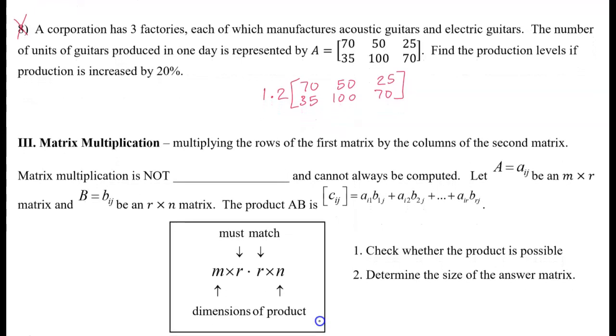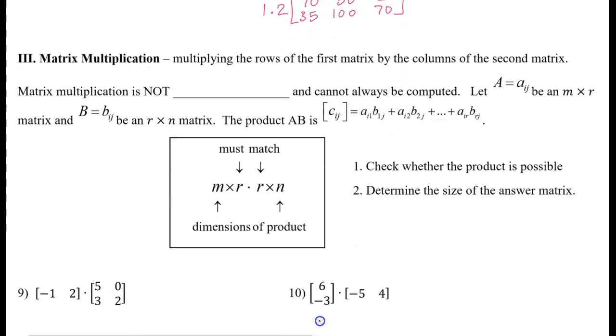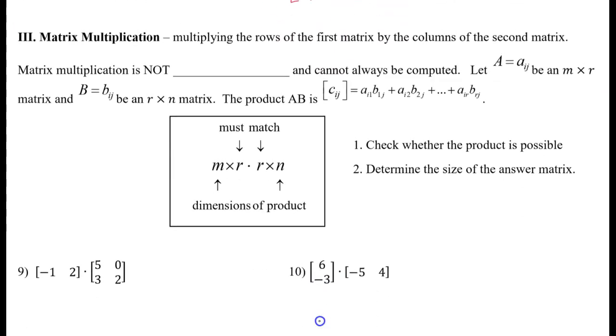All right. So now we start getting into the good stuff, the somewhat more complex stuff. We're going to be multiplying matrices. Now, when we're multiplying matrices, you're multiplying the rows of the first matrix by the columns of the second matrix. Matrix multiplication is not, I always mispronounce this, commutative.